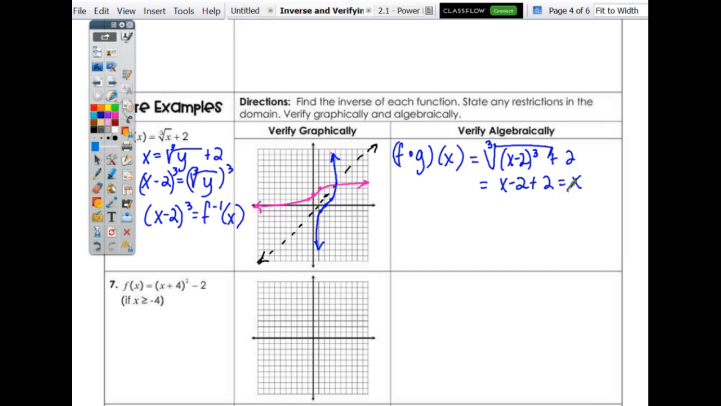So then you have to do the other way. So this right here is going in for x. This whole thing is going in for x. So what happens to the plus and minus 2? They cancel, and the cube root is cubed, so this becomes x. So these are inverses.